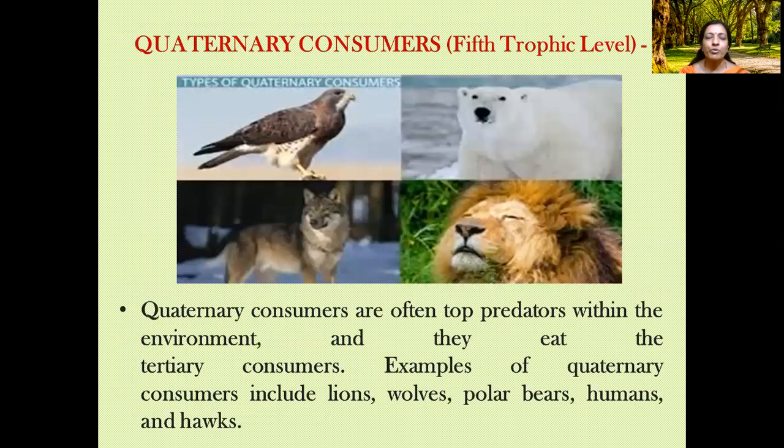The fifth trophic level consists of the quaternary consumers. Quaternary consumers are often called the top predators within the environment. They eat the tertiary consumers. Among the quaternary consumers, man is considered to be the topmost predator because no other animals eat humans.